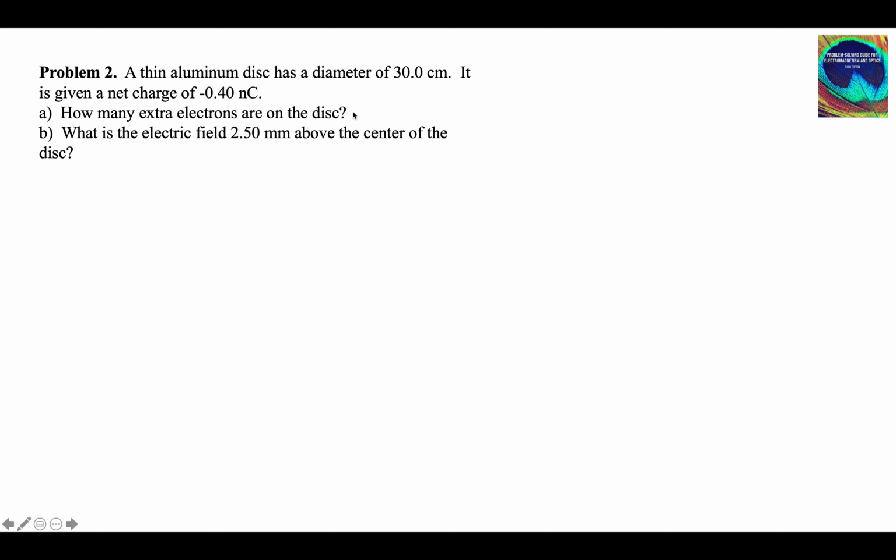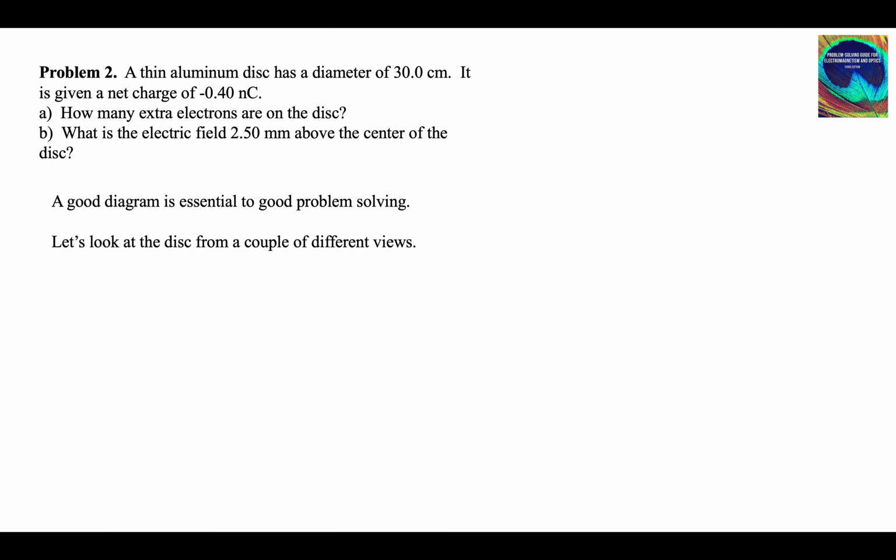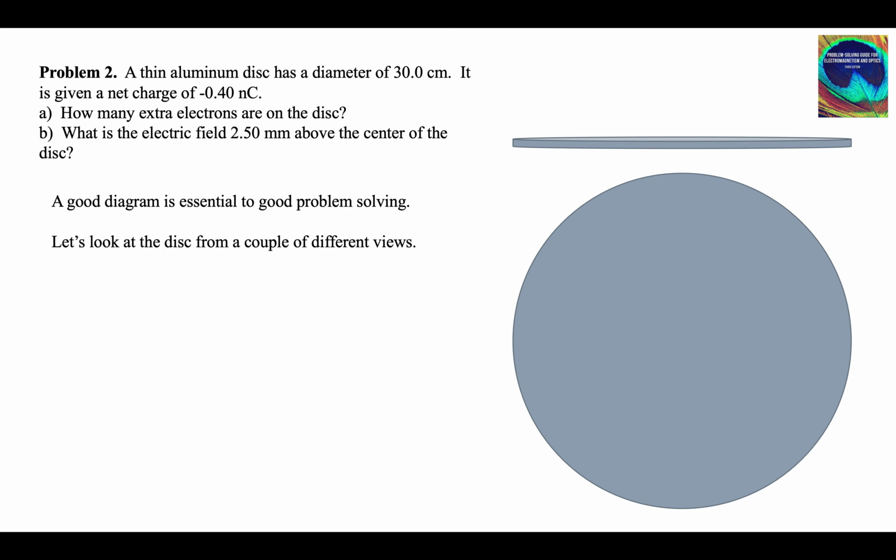Part A, how many extra electrons are on the disc? Part B, what is the electric field 2.5 millimeters above the center of the disc? Let's start with a good diagram. We can look at the disc from two different views, edge on and on the flat face.